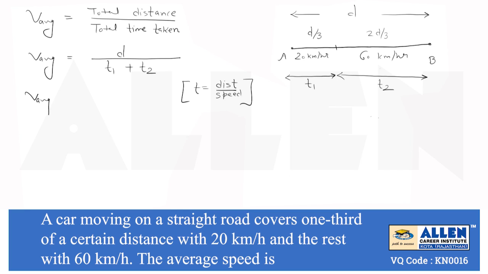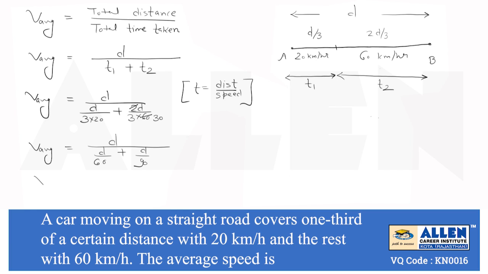V average is equal to d upon t1 plus t2. Now t1, time taken to cover the distance d by 3, is distance upon speed, that is d by 3 upon 20, plus t2, that means distance upon speed, where 2d by 3 is the distance and speed is 60. Now solve the equation. d upon d by 60 plus d by 90, here we can cancel d.